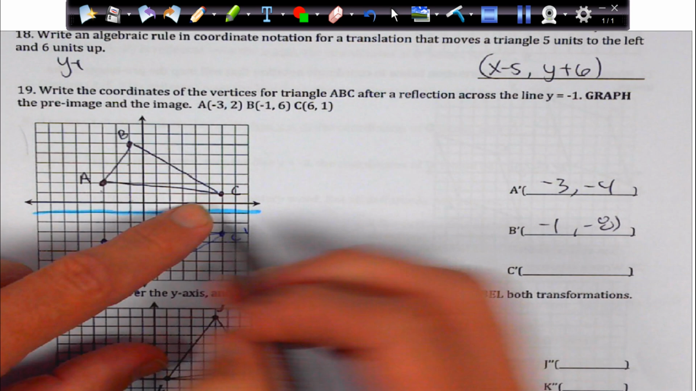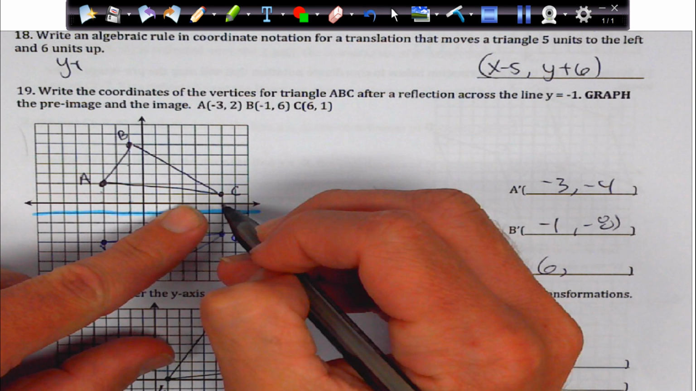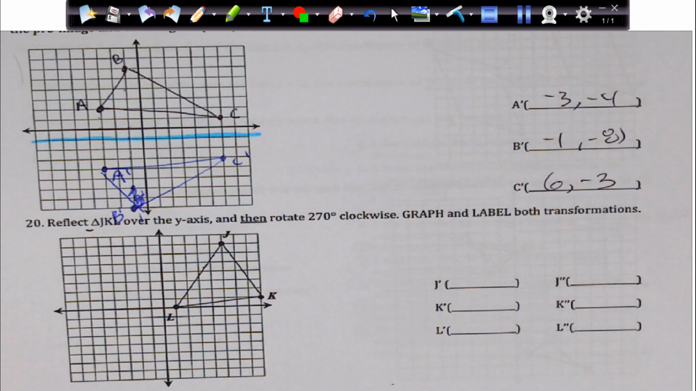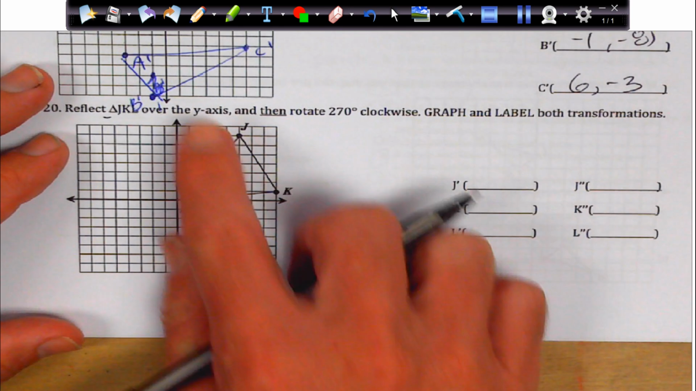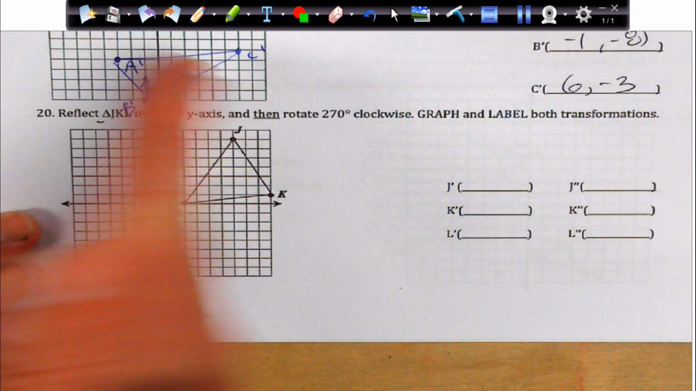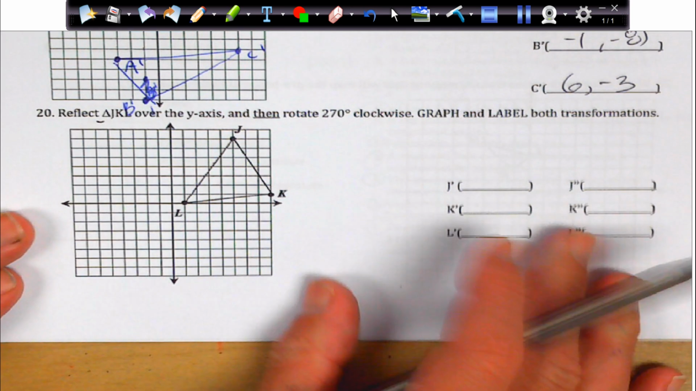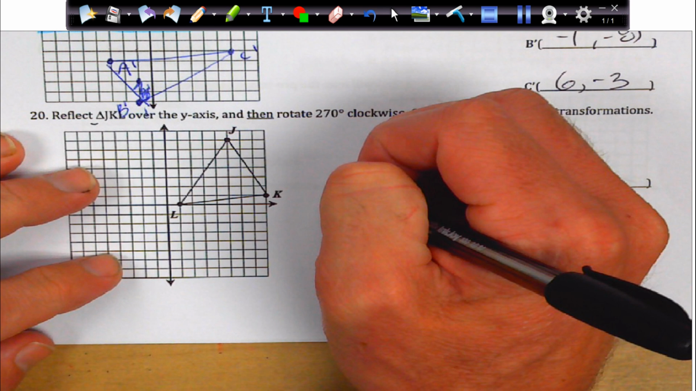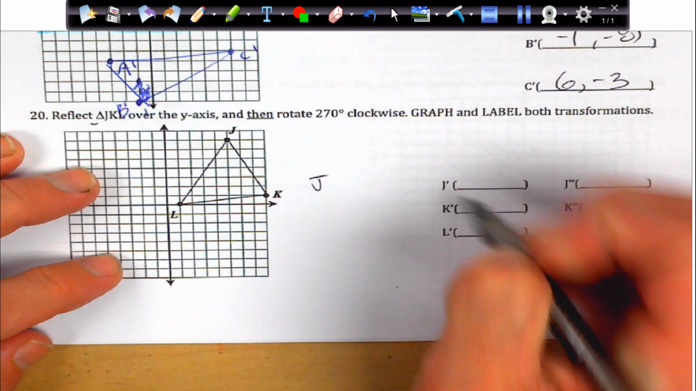And C is going to be at 6, comma, -1, 2, 3. There we go. All right, reflect JK over the y-axis, then rotate 270 clockwise. Okay, so we have to do basically double transformations on this. Now, if you remember the y-axis, if I'm reflecting over the y-axis, it's really just the x value changes. Okay, so first of all, I'm just going to write my original points. I think that will just make it a lot easier.